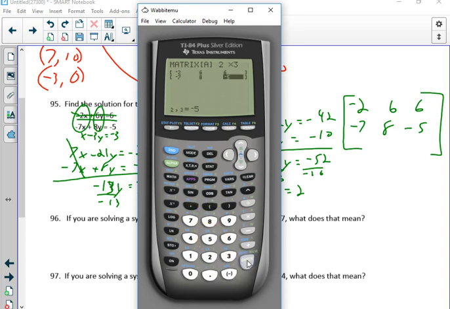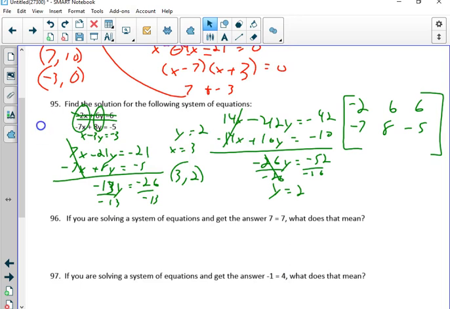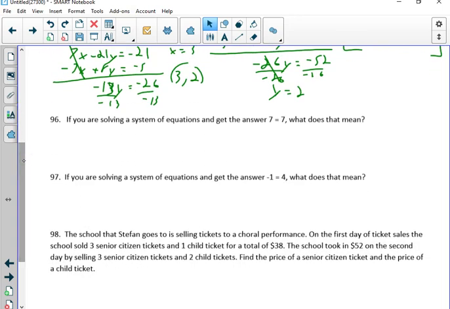Now remember, you have to hit quit right here and come back in to matrix. Then go over to math and go up to RREF. Hit enter. And then go into matrix again. Tell it to look at that matrix you just made. And looky there. 3, 2, X, Y. Like that. So your choice, whatever you feel most comfortable with.